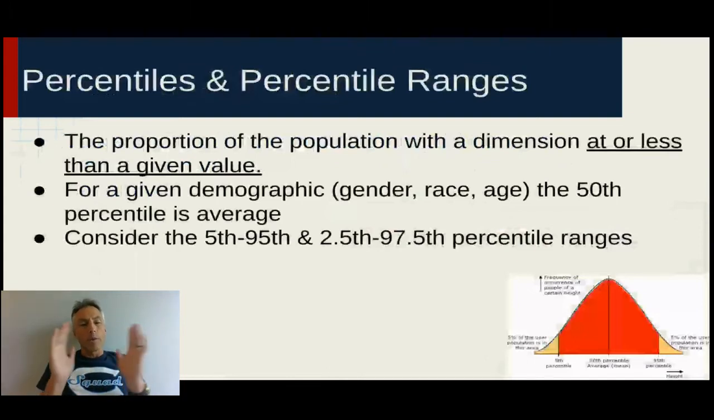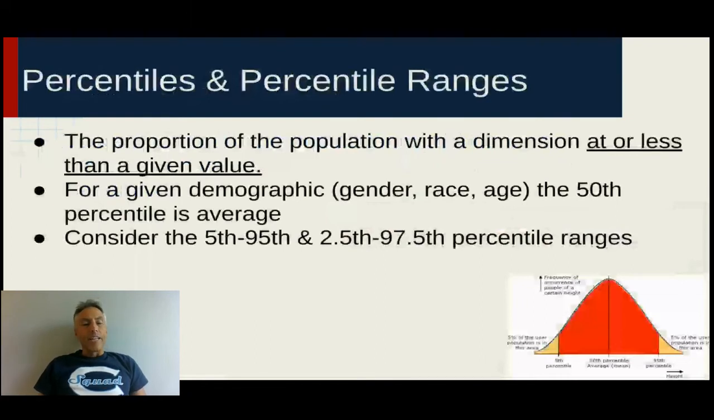So typically we work within percentile ranges, and I'd say the most common range you can hear about is maybe 5th to 95th percentile. Sometimes, and you can see the example here, 2.5% all the way up to 97.5 percentile. So those would be ranges that maybe you'd work through. Typically, 50th percentile is going to be your average. Now, what does that mean? Is it average for everybody? Is it average for a gender, race, age? It depends on the product and what you're designing.